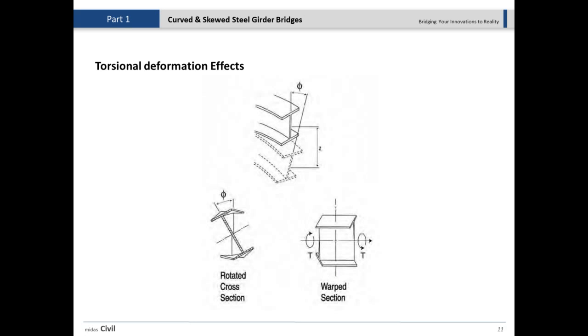Alright, so in addition to causing significant stress in both I shapes and box girders, torsion also causes significant deformations. So as you can see here, curved girders not only deflect vertically, but they also twist, as you can see in this slide. And they not only experience the major axis bending rotation, but they also warp. So you can see the effect of these additional rotations, and also the additional warping of the section.